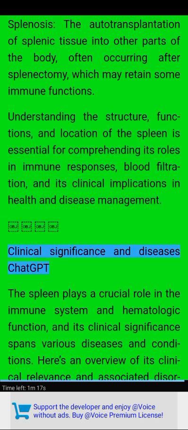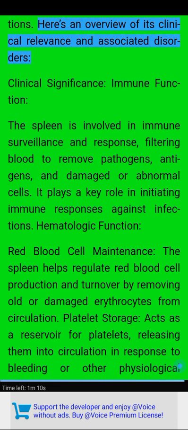Clinical significance in diseases. ChatGPT. The spleen plays a crucial role in the immune system and hematologic function, and its clinical significance spans various diseases and conditions. Here's an overview of its clinical relevance and associated disorders. Clinical significance, immune function. The spleen is involved in immune surveillance and response, filtering blood to remove pathogens, antigens, and damaged or abnormal cells. It plays a key role in initiating immune responses against infections.